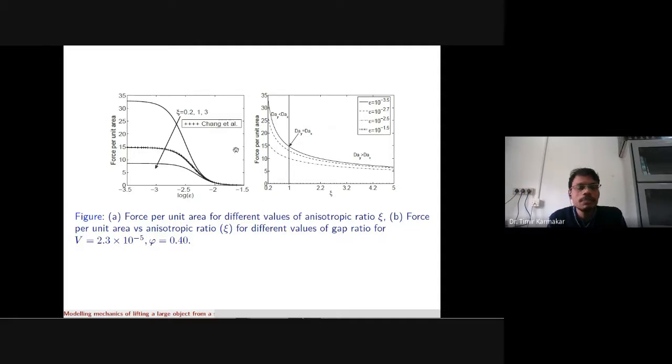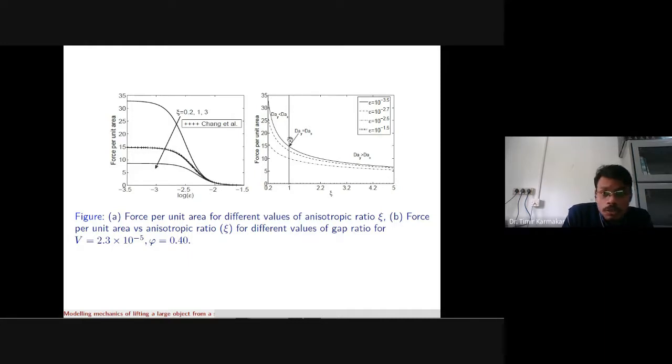The reason behind this is, if we increase the vertical permeability, the upward flux that comes from the porous bed will be larger. Once the upward flux is larger, it will saturate the porous media, it will saturate that gap. Once it saturates the gap, the suction force will be reduced and we can lift the object easily up. So here we have seen the impact of the anisotropy.